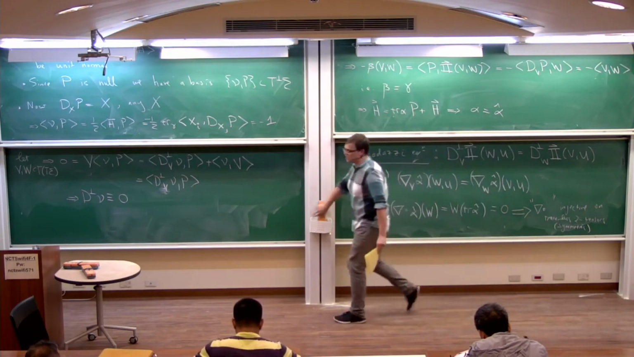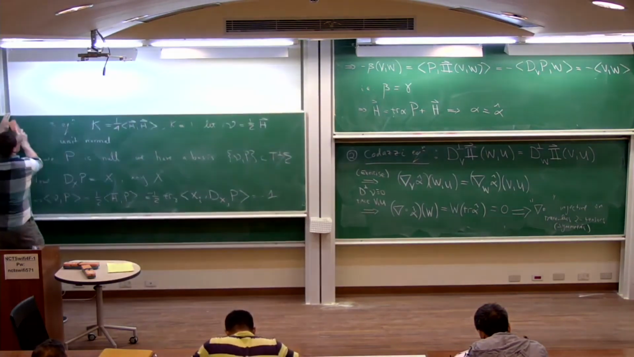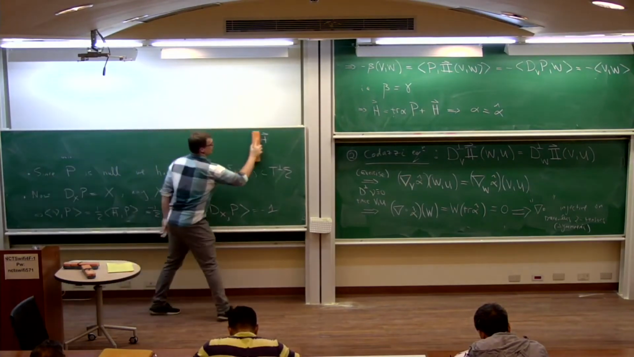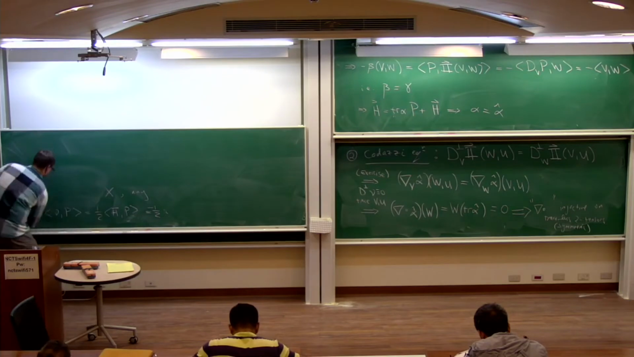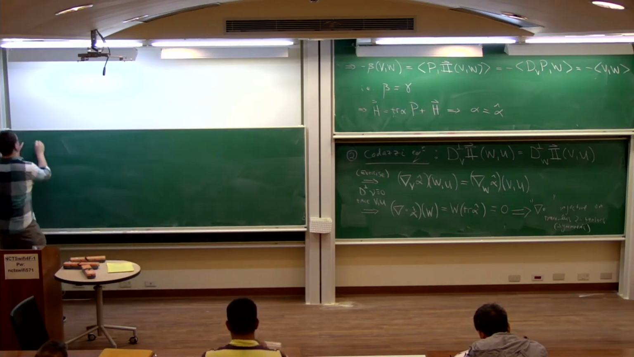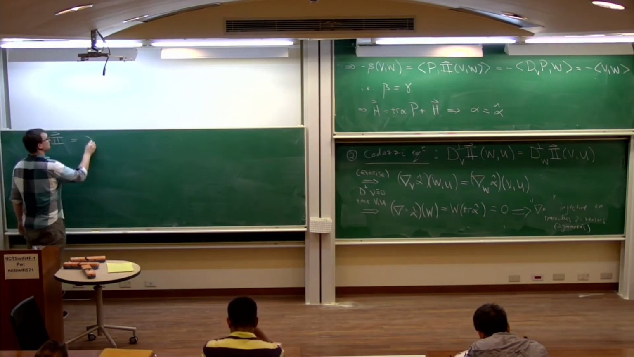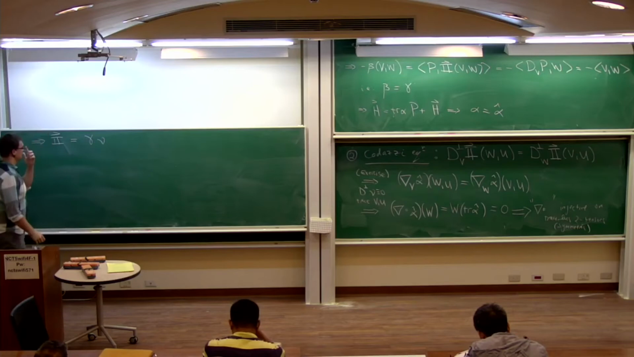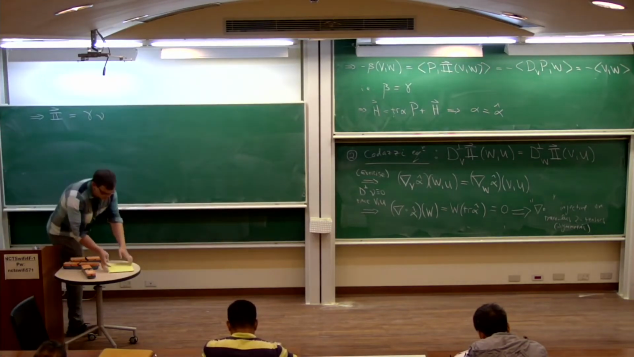So that means alpha hat must be 0, and the second fundamental form then is exactly a multiple of the metric. All right? So what do we see then? This means the second fundamental form is exactly equal to gamma nu. All right? So why is that interesting?